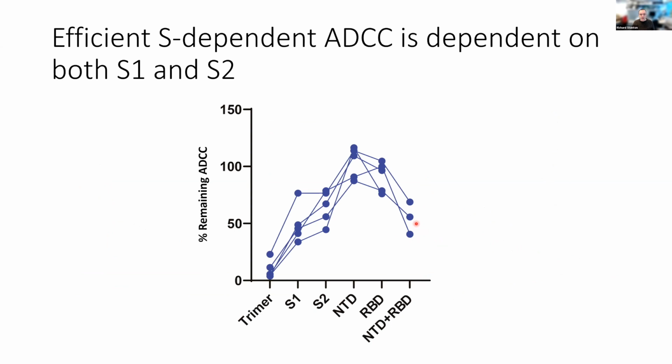Here we're looking at multiple donors, and we're showing how much ADCC remains if you deplete antibodies targeting each of these domains. And so just to go over it again, if you deplete NTD or RBD, you don't see much of an impact on their own, but if you deplete both, you do see a partial impact. And that really matches what you see if you deplete all of the S1 or all of the S2 antibodies. And so what this says overall is that if you want good ADCC against spike, you have to have a really polyclonal response. You have to have a response that absolutely decorates that spike protein from top to bottom, all over it, to really get good ADCC responses.